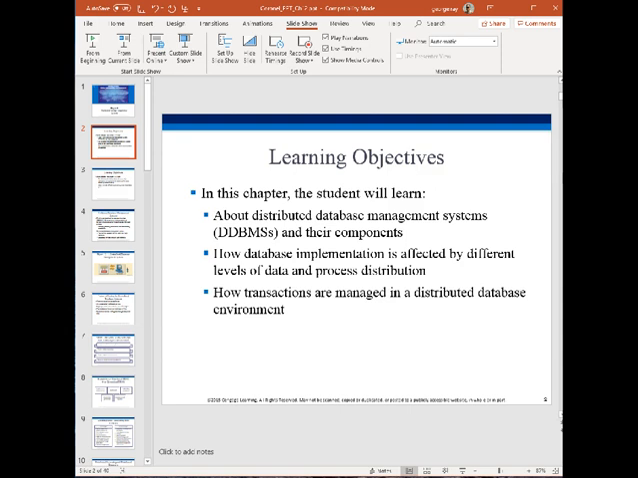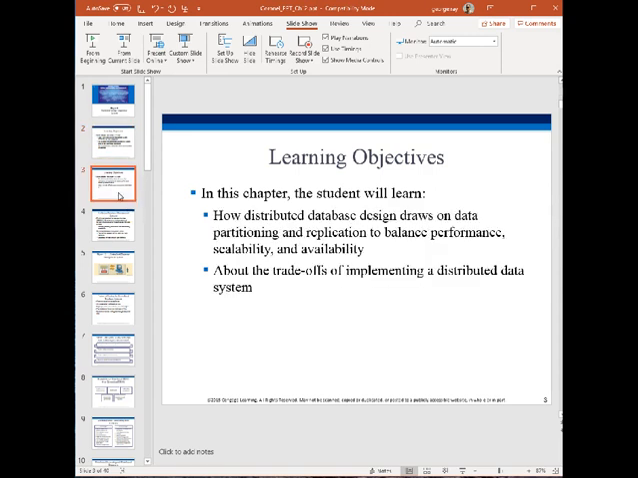So the learning objectives for this chapter are: we're going to learn about distributed database management systems, and how transactions are managed in a distributed database environment with something like a two-phase commit or a quorum two-phase commit. Also, how distributed database design draws on data partitioning and replication to balance performance.